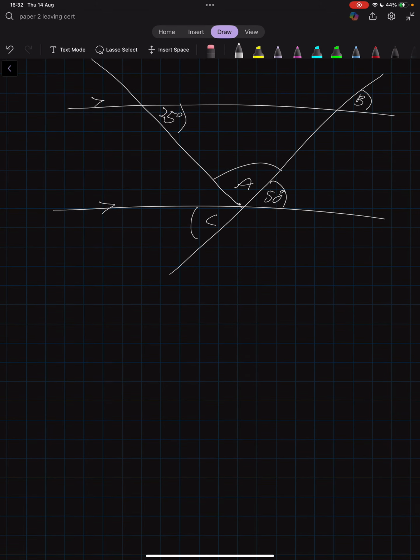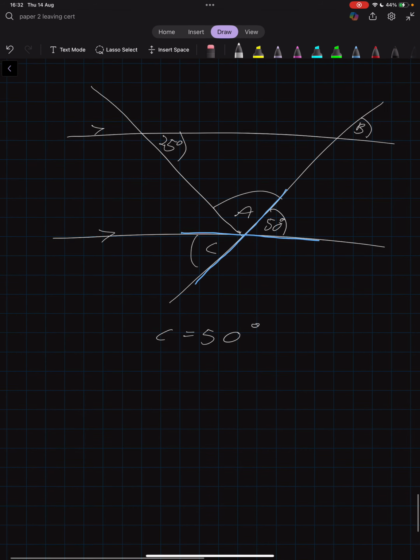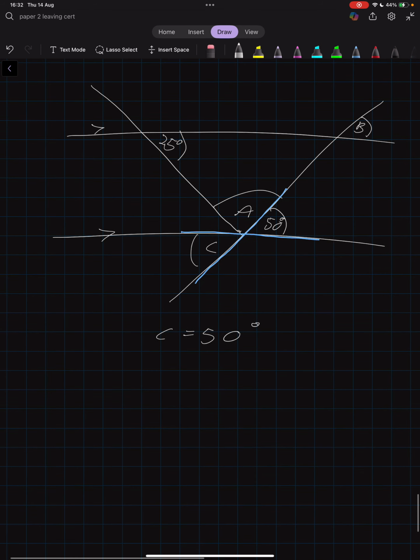Okay, so first of all, we have that these two are vertically opposite. So I can instantly say that C is equal to 50 degrees. And I can also say that B is 50 degrees because here I have an F.